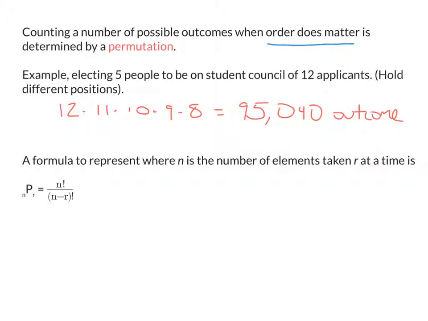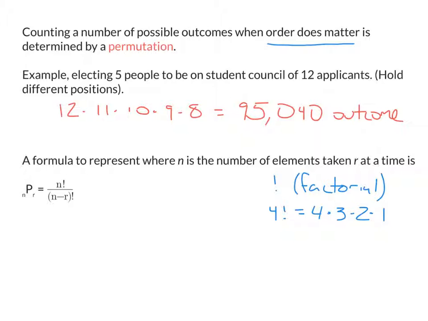Now you can see we have a formula to represent this. It's n permute r, where you're taking n elements and choosing r of them. And we have these exclamation points here, and I'll remind you that the exclamation point is read as factorial. When we talk about a factorial, it means all the numbers lower than that number up until 1 that are multiplied together. So for instance, 4 factorial is the same as 4 times 3 times 2 times 1.